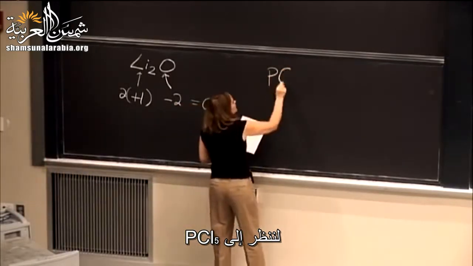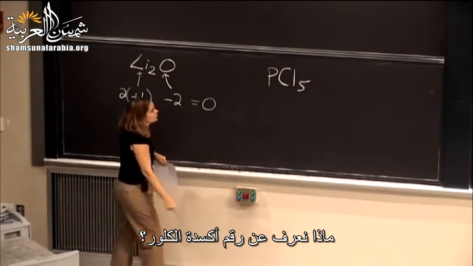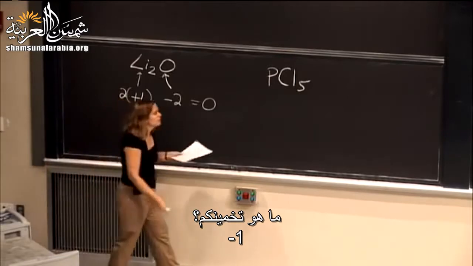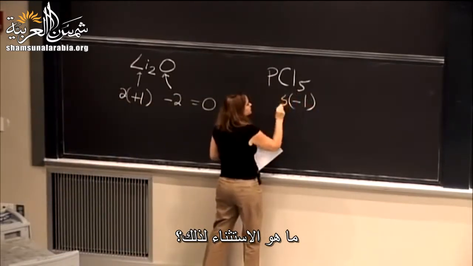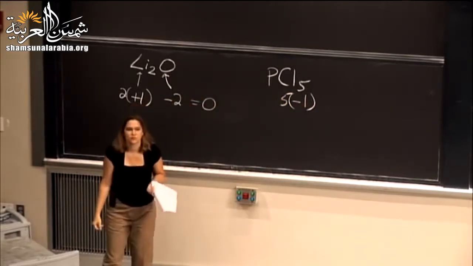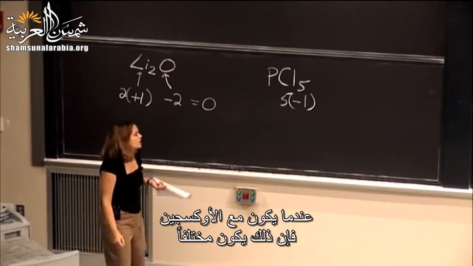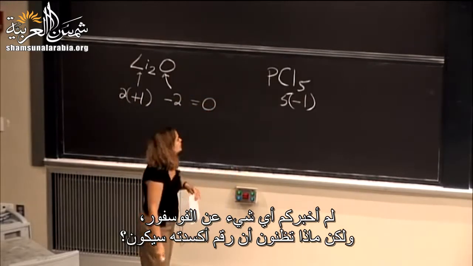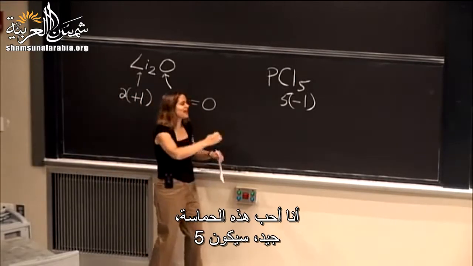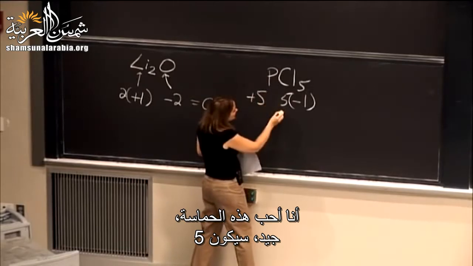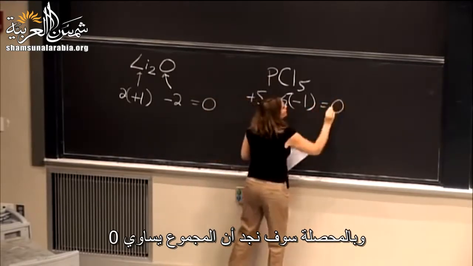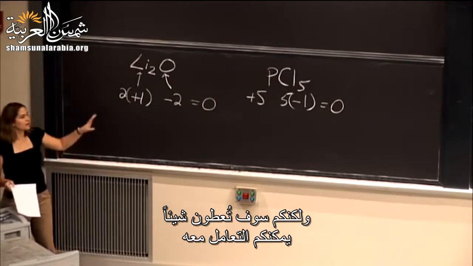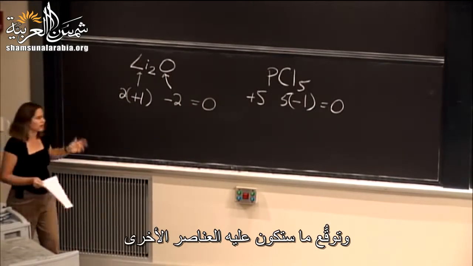All right, so let's look at PCl5. What do we know about the oxidation number of chloride? What are you guessing? Minus one. What's the exception to that? When it's with what? When it's with oxygen, it can be different. All right, so there are five of those. I haven't told you anything about phosphorus, but what can you guess it's going to be? Five. I love that enthusiasm. Good. So it will be five, and overall, we're going to add up to zero. You won't always have a rule about everything in your molecule, but you'll be given something that you can get a handle on and then predict what the other thing is going to be.